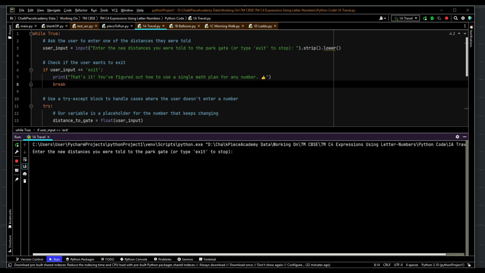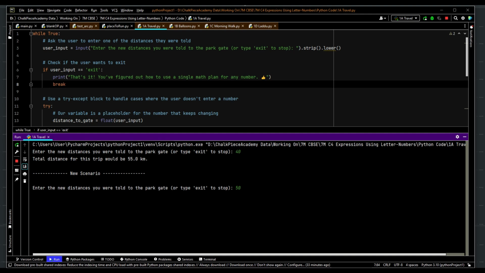Enter the new distance you were told to the park gate. Say someone tells you that you have to travel 40 kilometers. So basically 40 plus 15 is 55. You go to another person, and he tells you that road is actually closed. You need to take a detour, that is a bit of extra route, and so it will be 50 kilometers.